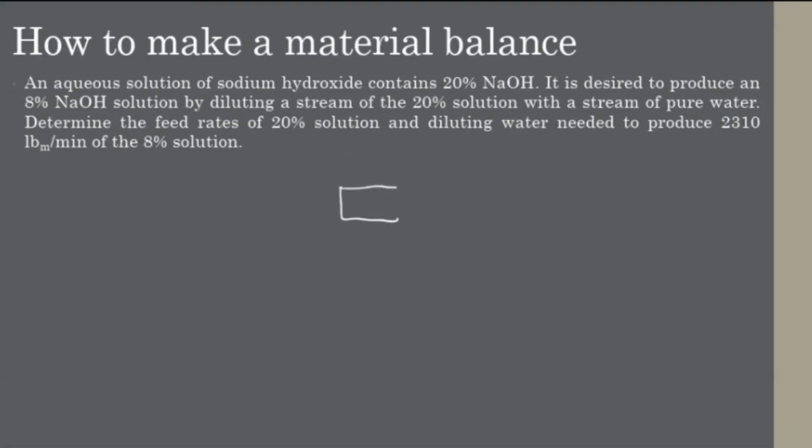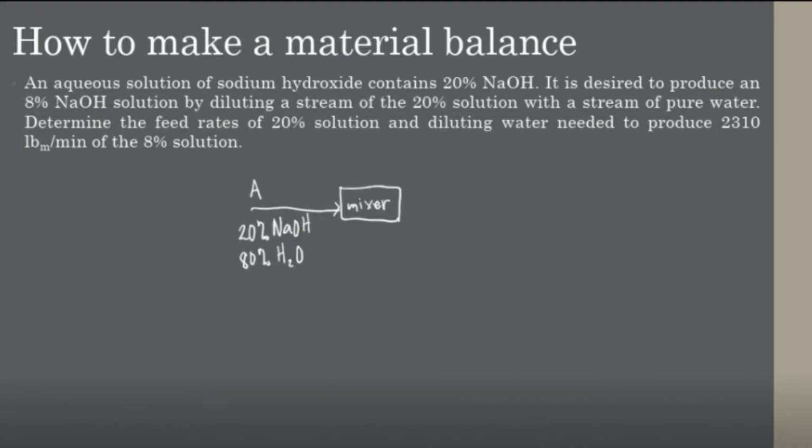Let's label this as our mixer. And let's represent our process streams. We determined that we have 2 input streams. Our first stream is the 20% sodium hydroxide solution. I will call this stream A. And let us write what we know about stream A. Well, first, we know that stream A is an aqueous solution. It's an aqueous mixture that is composed of 20% sodium hydroxide. And presumably, the remaining 80% is water because this is an aqueous solution, meaning it has to contain water. Okay? So that is our first process stream.